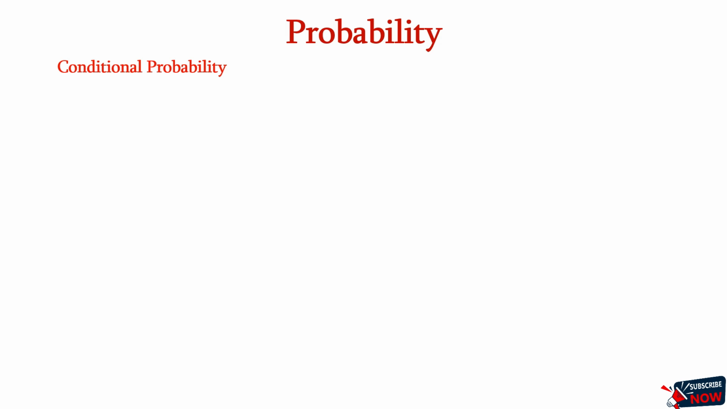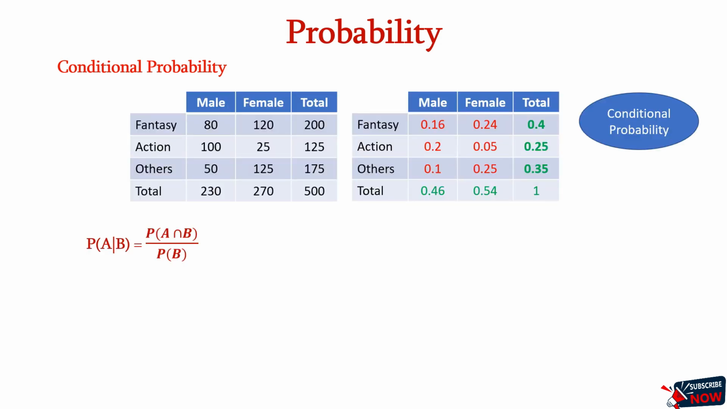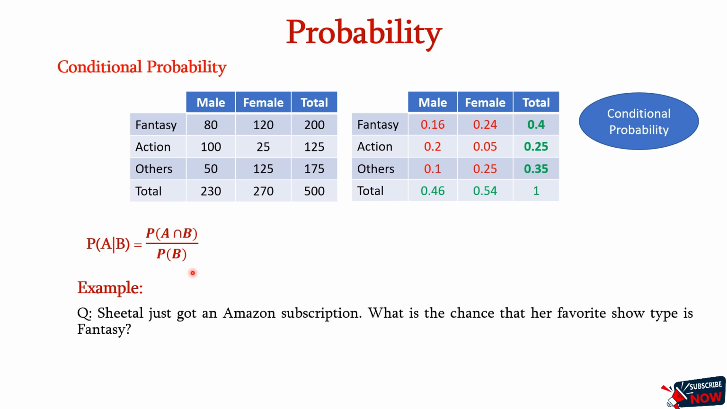Next, we'll see conditional probability. Let us consider the same example. Conditional probability can be expressed as P of A intersection B divided by P of B. Let us see an example for this. The question is, Sheetal just got an Amazon subscription. What is the chance that her favorite show type is fantasy? Here we are given that Sheetal is a female, so we know the subscriber is female. We have to find the chance that her favorite show will be fantasy, so we can write it as P of fantasy given female.